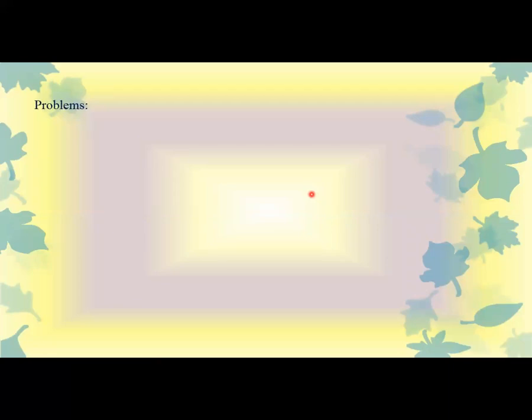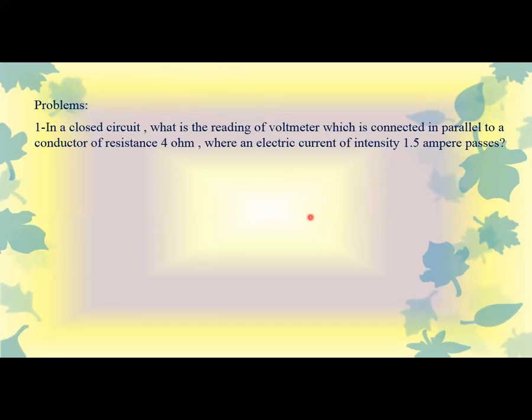Some of the problems. In a closed circuit, what is the reading of the voltmeter? So I write the givens: V with a question mark next to it, because I want it, which is connected in parallel to the conductor of resistance 4 ohm. So I'll write R equals 4 ohm, with an electric current intensity of 1.5 ampere, so I equals 1.5 exactly. These are the givens I have. The law is V equals I times R, so 4 times 1.5 will be 6 volts.